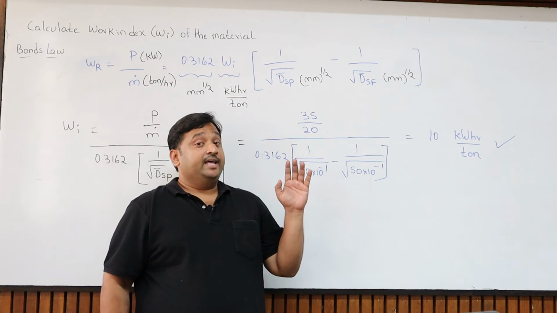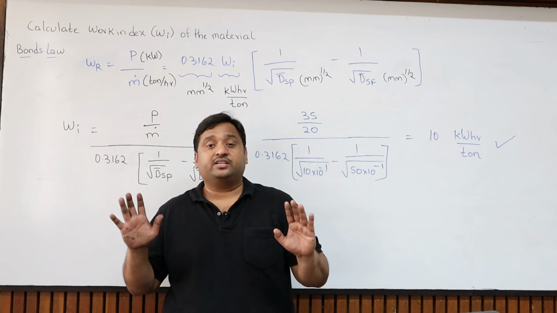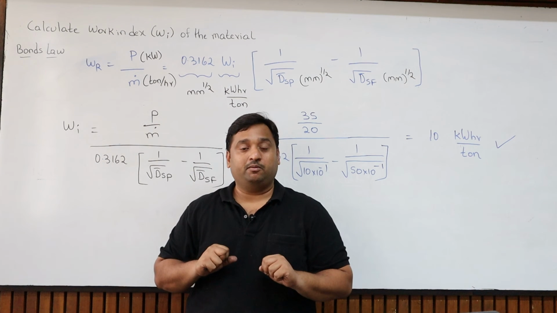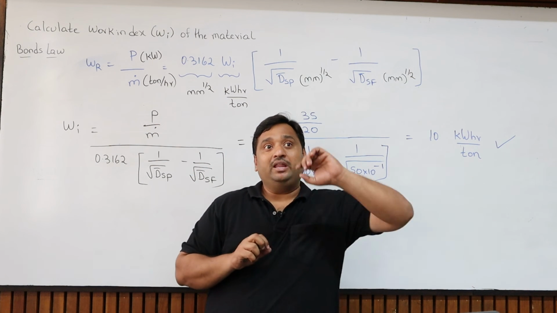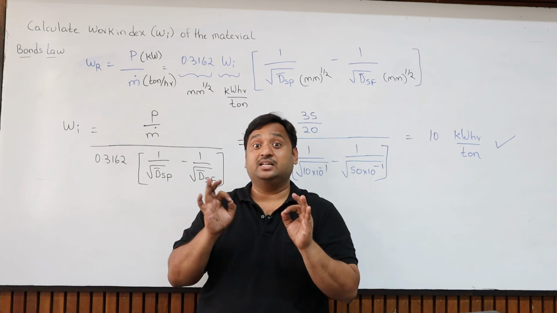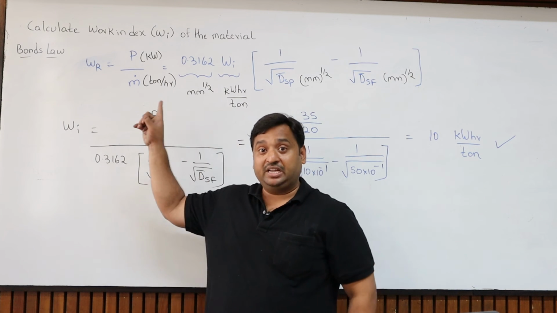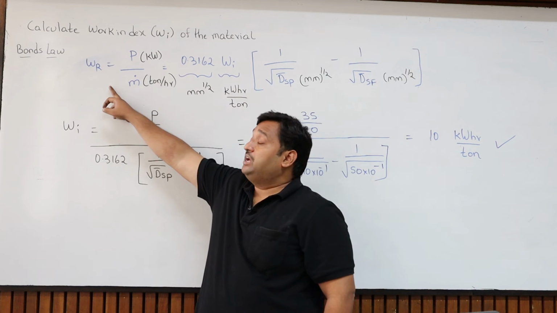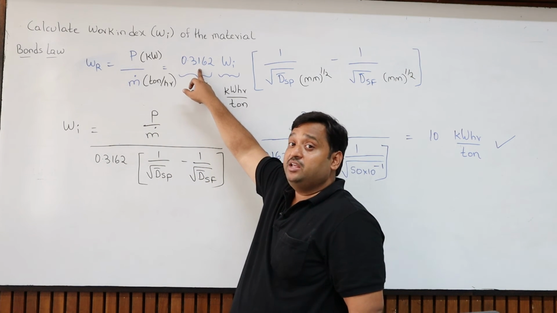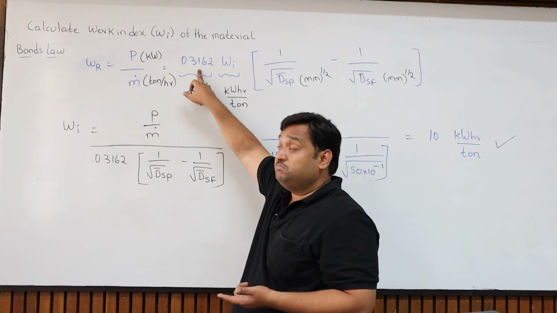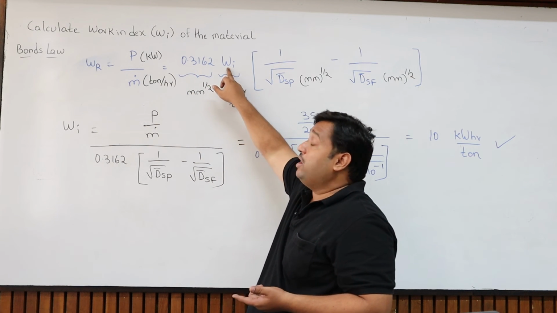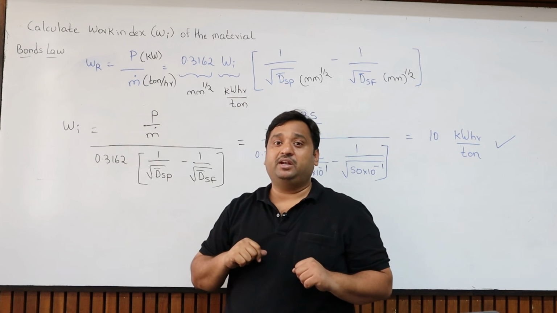Let us go ahead and calculate the work index. The work index is used in Bond's law. The only requirement for the work index is to make sure the units are consistent. As I have written on the board, the work required is P by m dot equals the Bond constant. If you remember from the beginning of my lecture, Kb is nothing but 0.3162 Wi. Wi is the work index of a material.